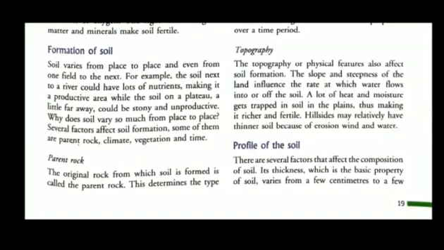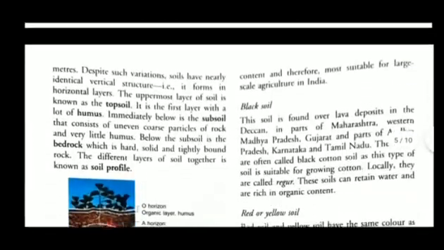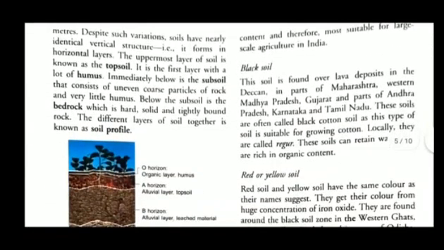Students, how does the soil profile form? There are several factors that affect the composition of soil. A soil profile is made up of parallel layers or horizons of different soil and rock material. The soil profile develops over a long period of time and is quite a complex process. In short, the different layers of soil together are known as the soil profile.